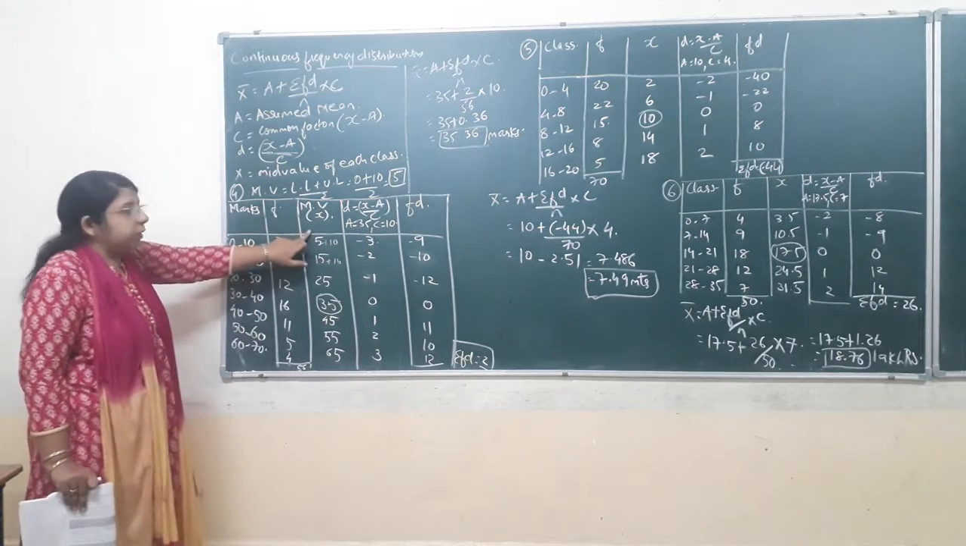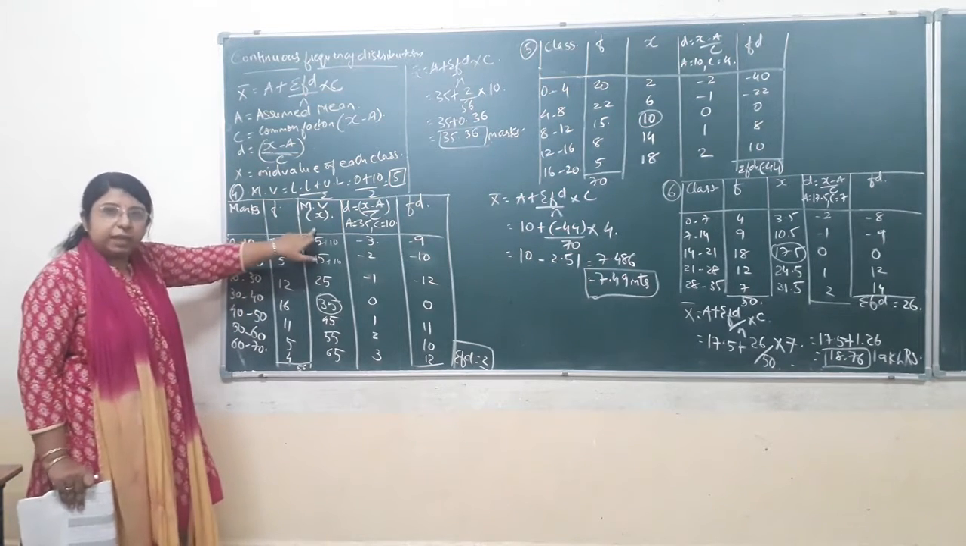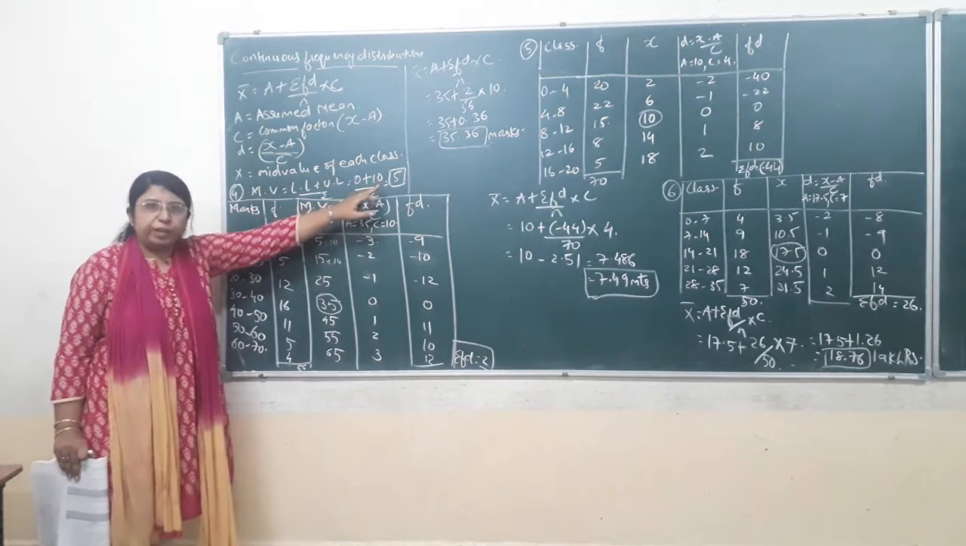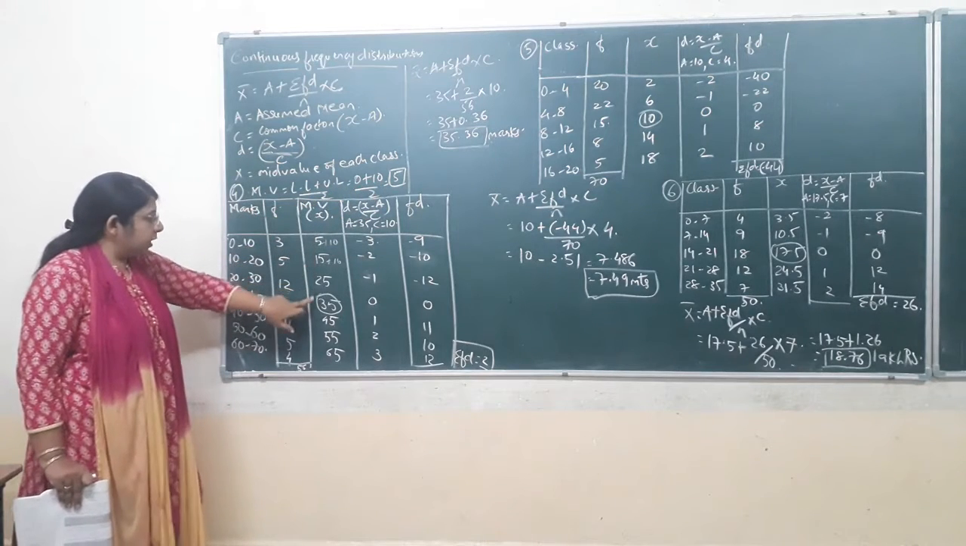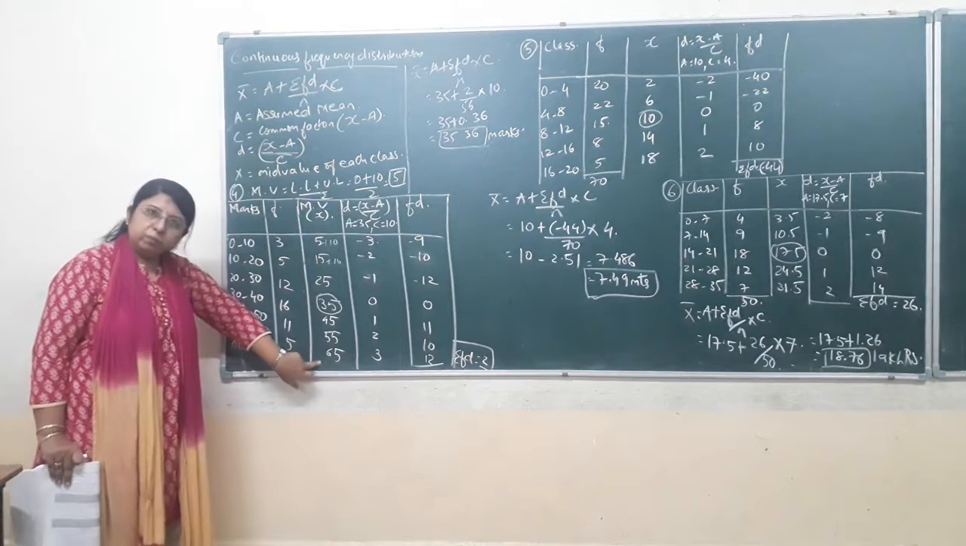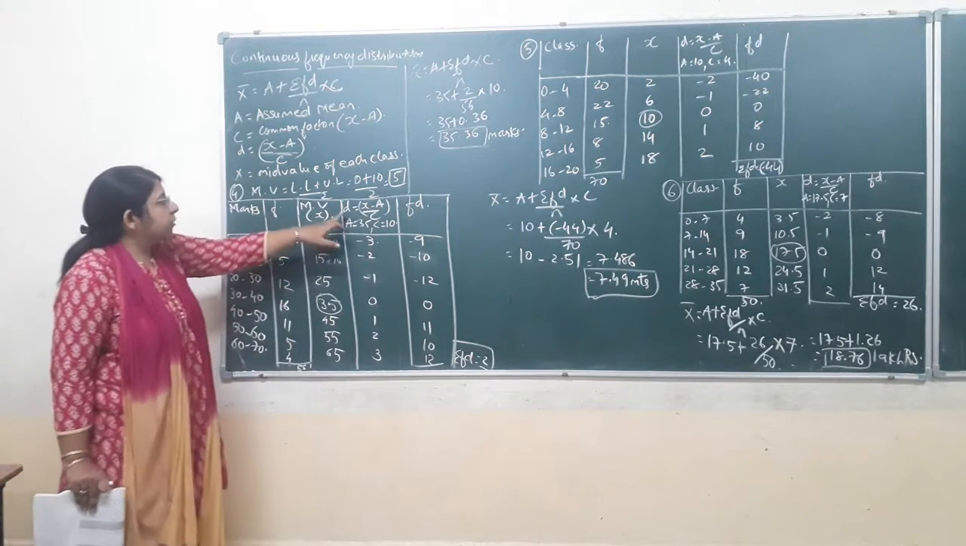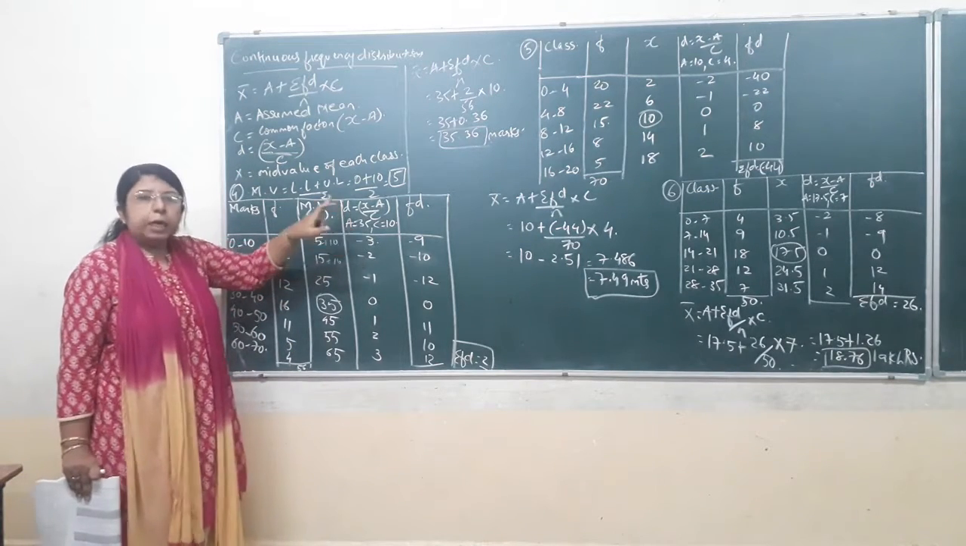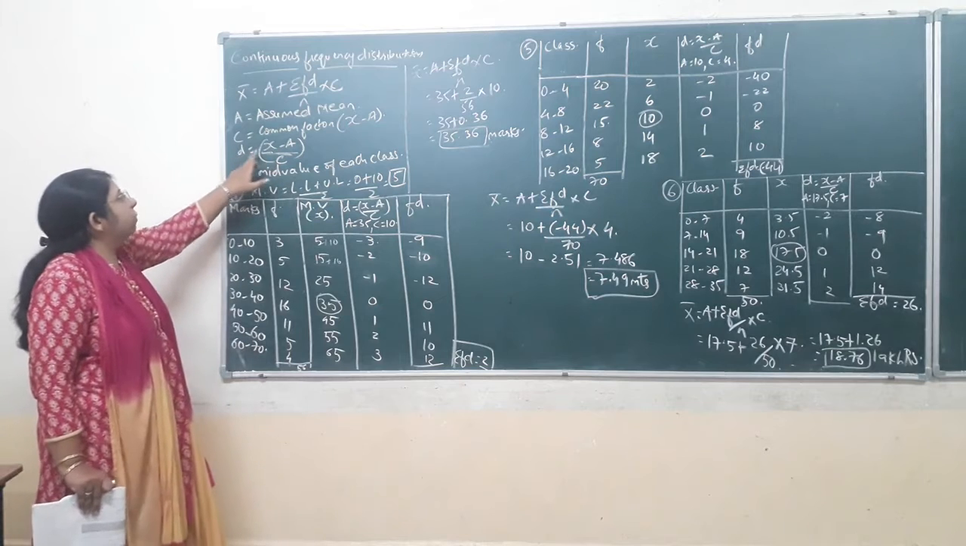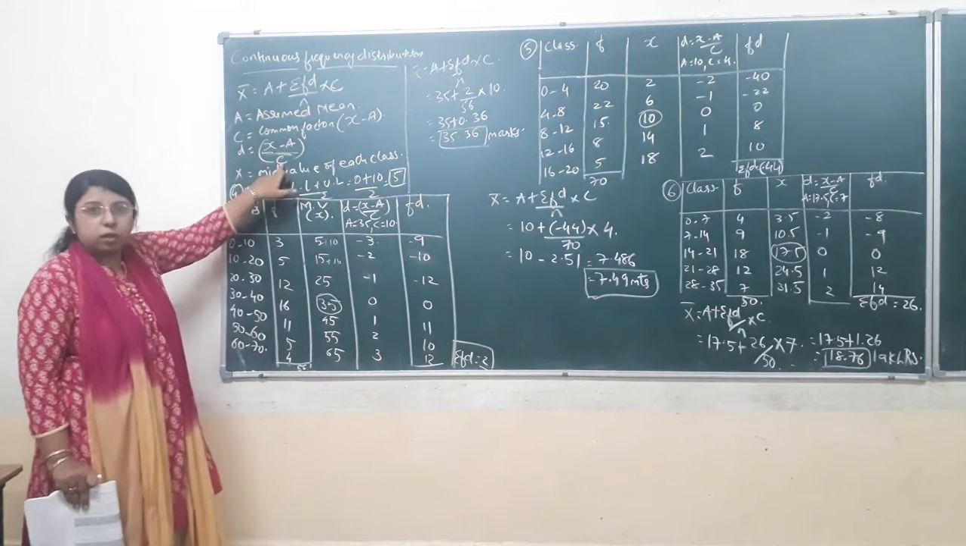Okay. Now the next column, that is mid value, that is X, that already I have told you how to find it out. So 5, 15, 25, 35, 45, 55, 65. Then afterwards the next column, that is of D. Okay. Now how to find D? Already I have explained the formula, that is X minus A upon C.